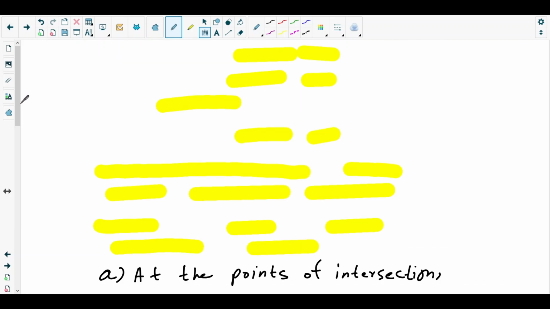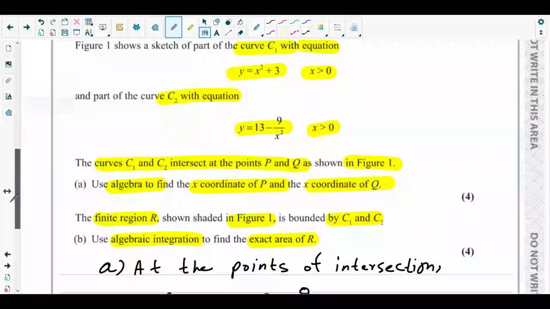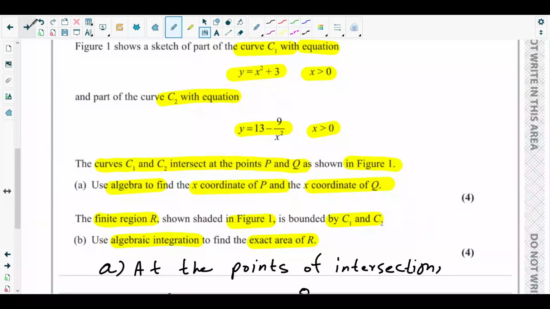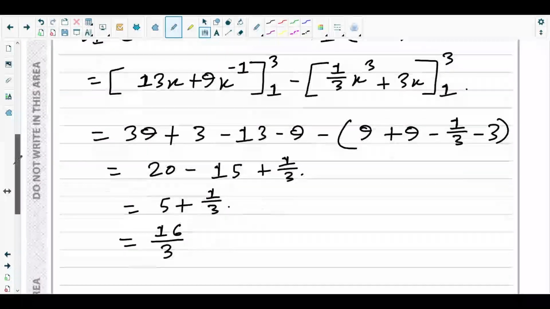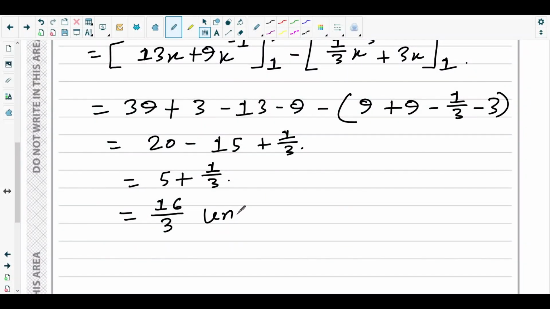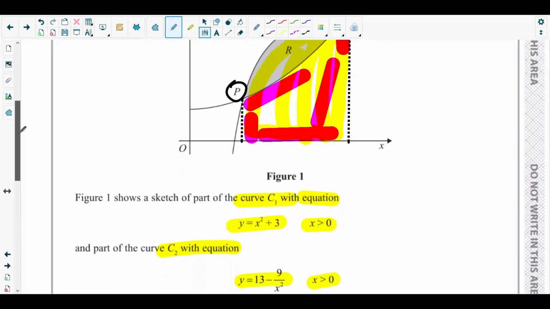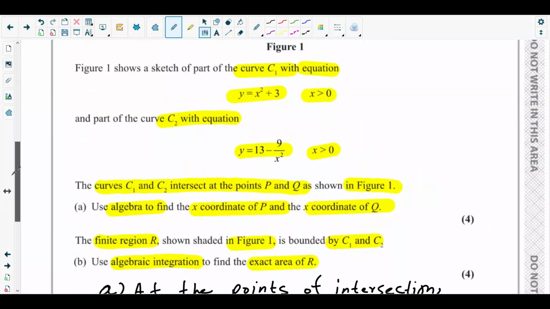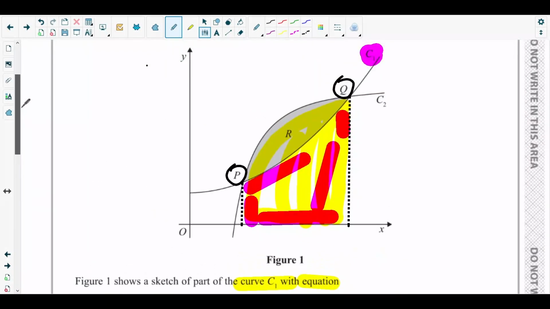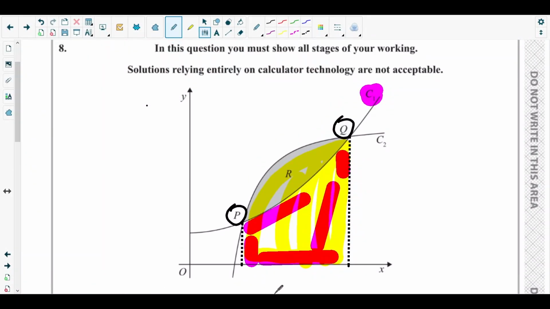They ask for the exact area of region R. So since they ask for the area, that is 16 over 3 unit squared. So we got the area of the region R, that is 16 over 3 unit squared, and that's exactly what part B of question number 8 has asked for.